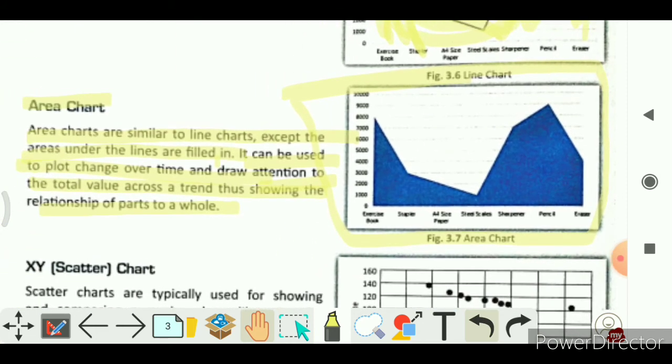becomes the area chart, and this shows the amount of variation or the total value across the trend, right? And generally this is used to focus on the values in different fluctuations, different times, right? So this is the area chart.